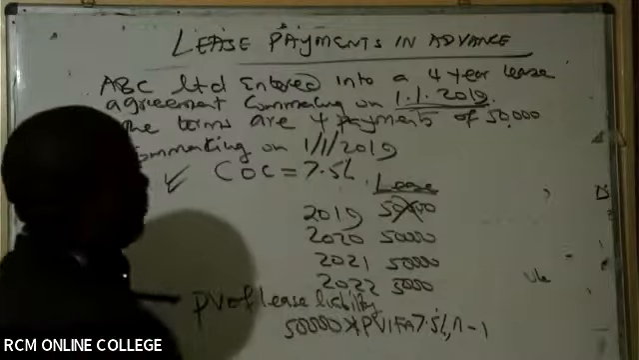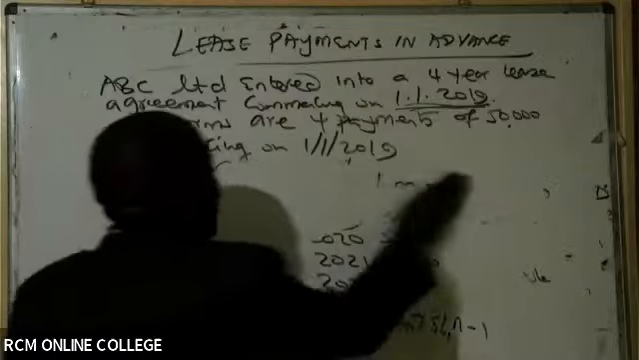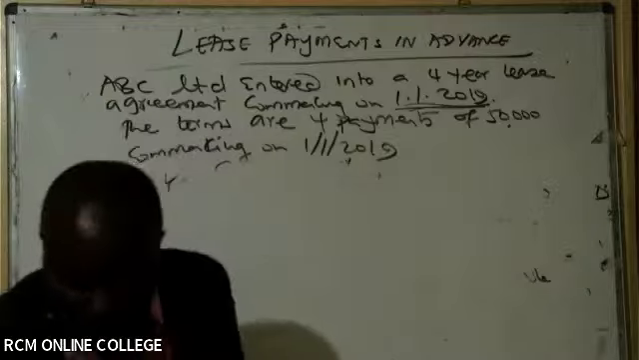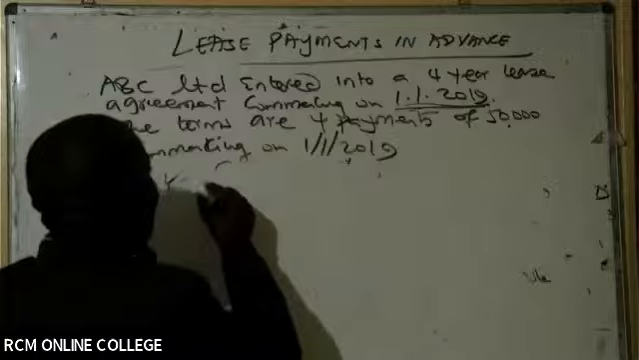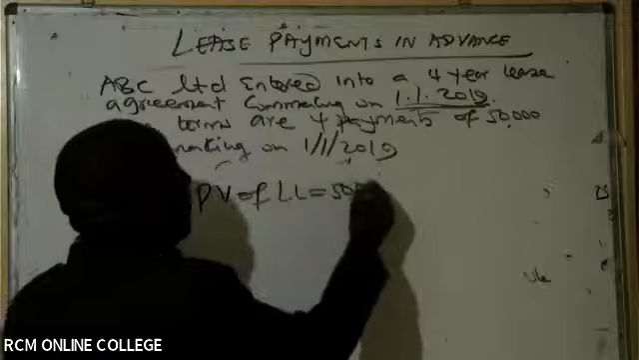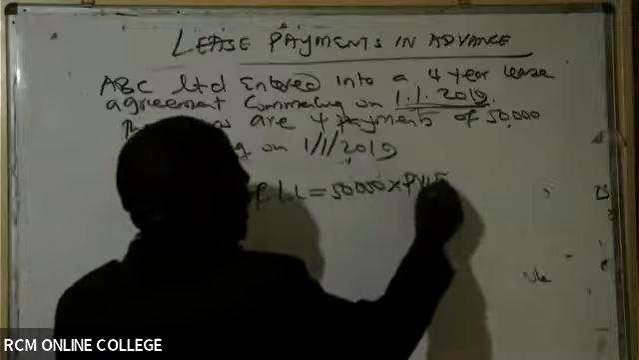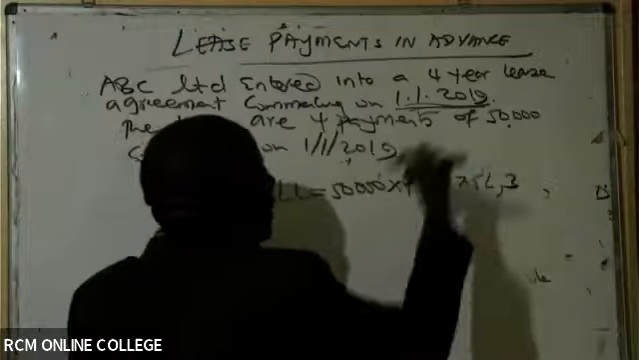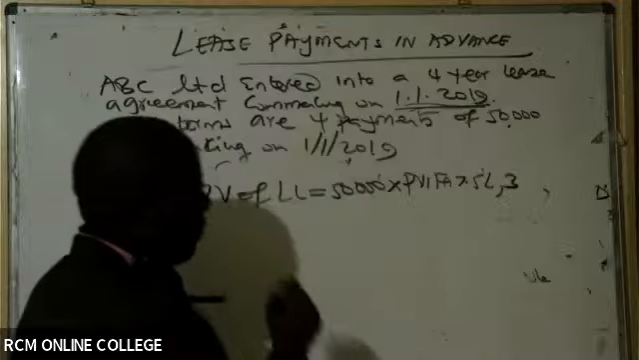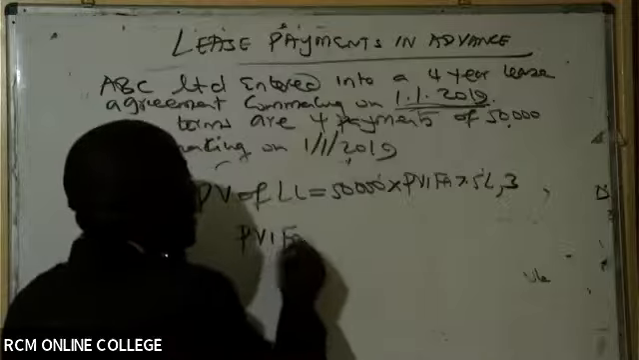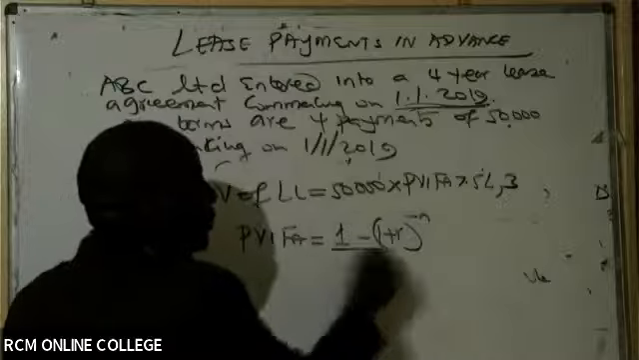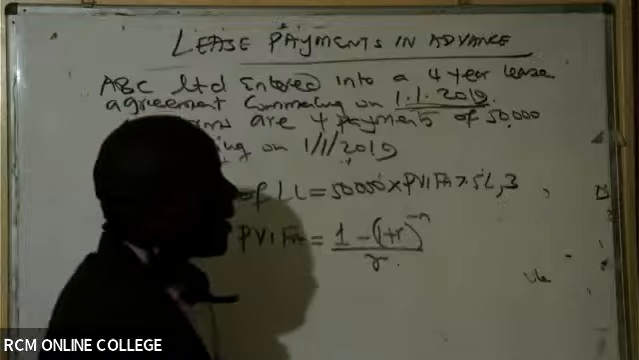Great. So what we have over here, my present value of lease liability, will be 50,000 times PV for 7.5%, 3 years, because of n minus 1. So come and give me the PV factor. How do we get this PV factor? It is 1 minus (1 plus R) raised to negative n, everything divided by R.